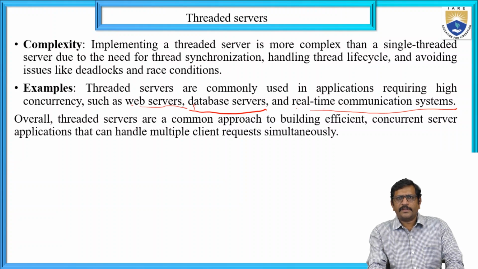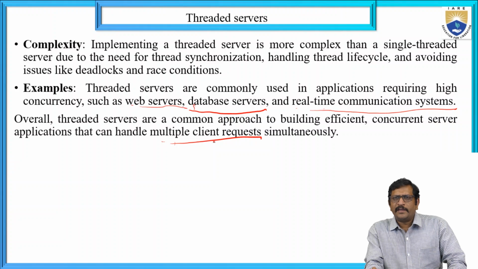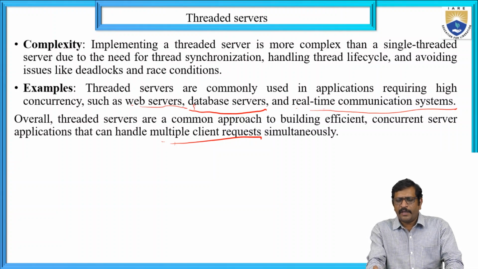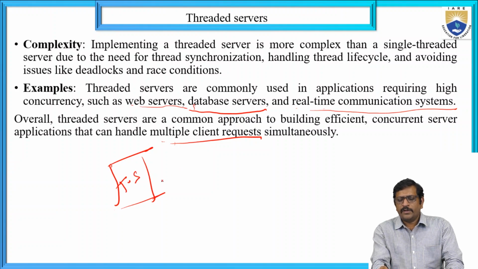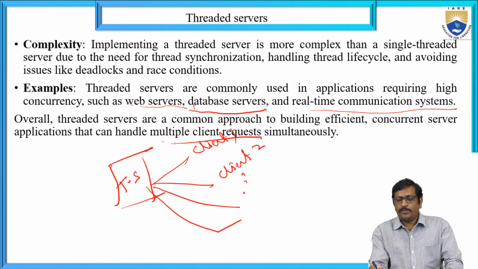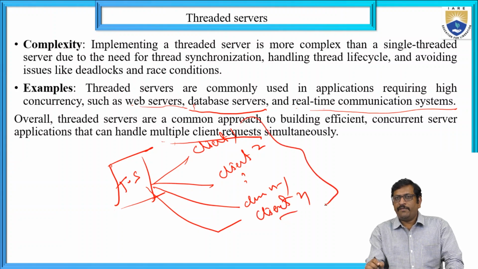Overall, threaded servers are a common approach to building efficient concurrent server applications that can handle multiple client requests. With the help of threaded servers, we can handle multiple client requests simultaneously at a time. Multiple clients can be handled: client 1, client 2, up to client n minus 1, client n. So n number of clients can be accessed at a time.